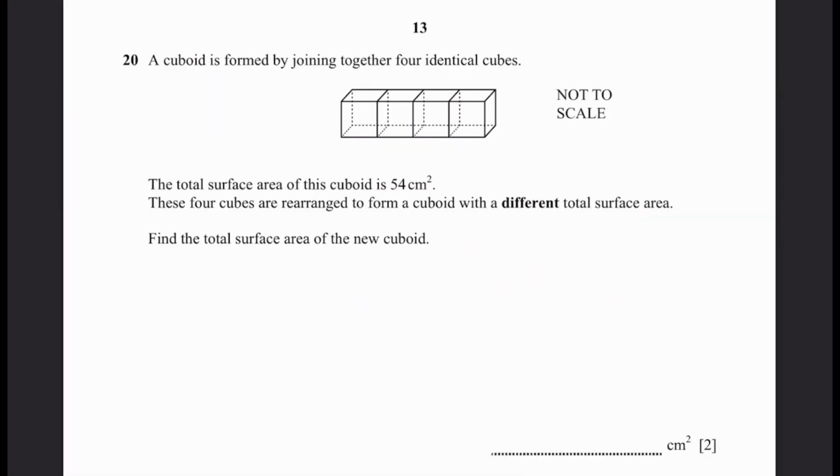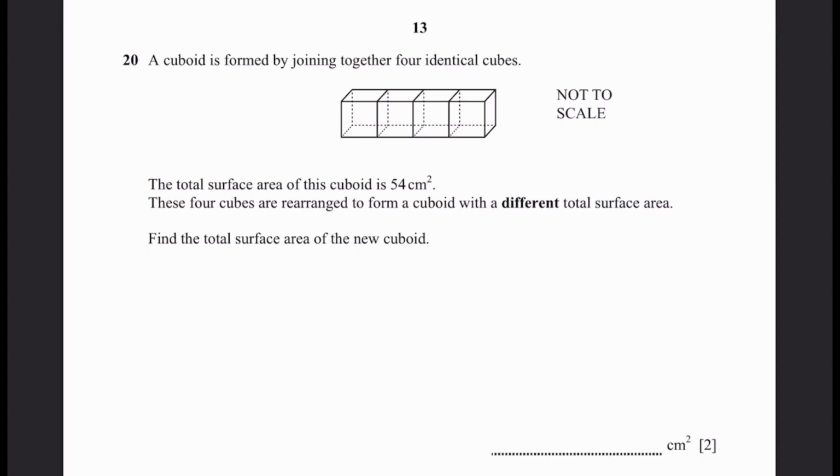Let's go to question 20. A cuboid is formed by joining together 4 identical cubes. The total surface area of this cuboid is equal to 54 centimeters squared. These 4 cubes are rearranged to form a cuboid with a different total surface area. Find the total surface area of the new cuboid.